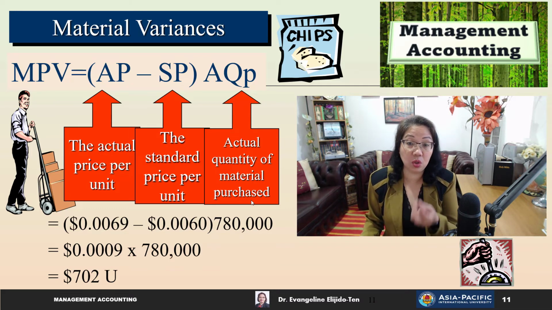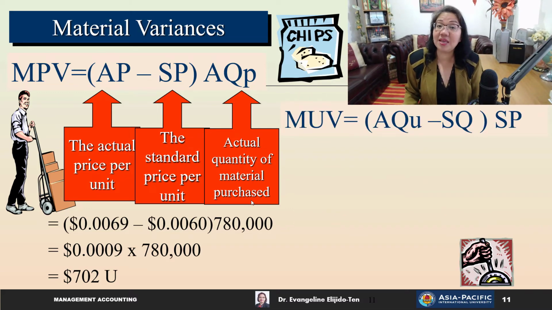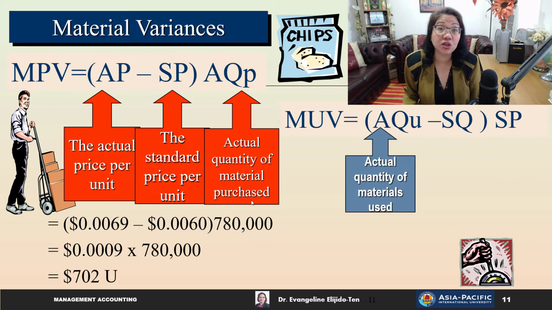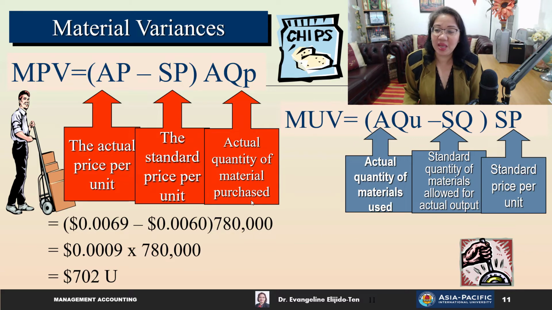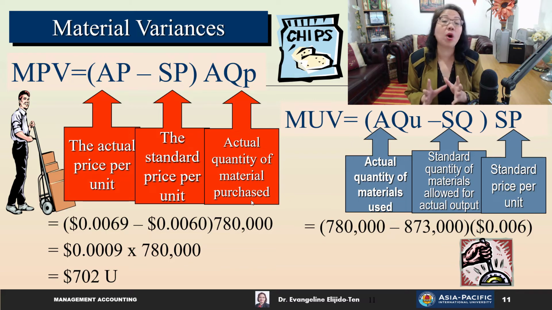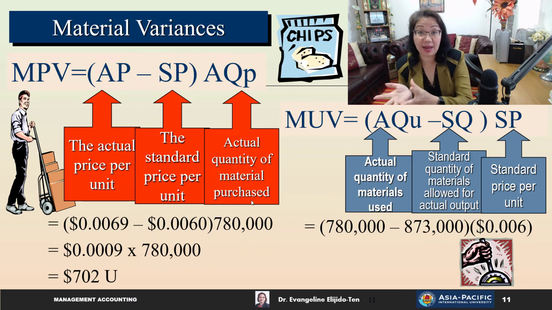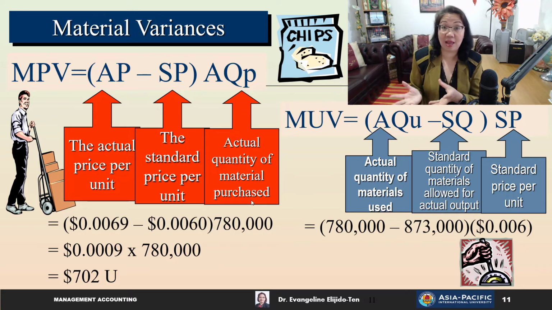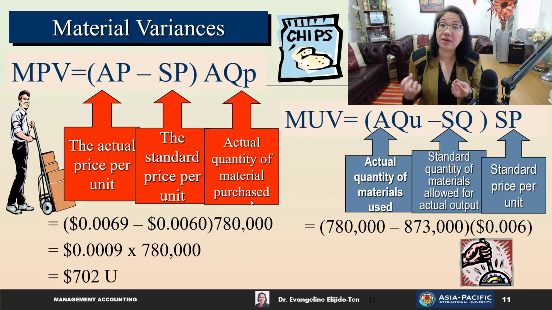Whenever you get a positive figure using this formula, that means your actual price is greater than your standard price, and therefore this is unfavorable. Now, the material usage variance is simply given by the formula actual quantity of materials used minus the standard quantity, multiplied by the standard price per unit. So here you would recall that the actual quantity was 780,000. Now, sometimes the company may purchase more but use less. But in this example, the actual quantity purchased is 780,000 and the actual quantity used is the same, 780,000.